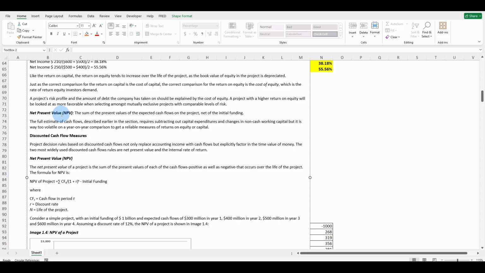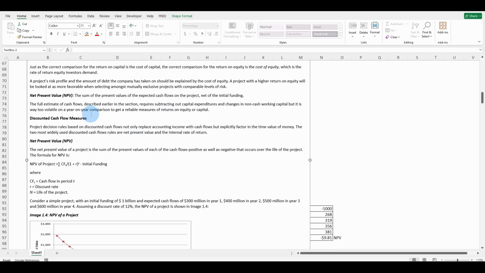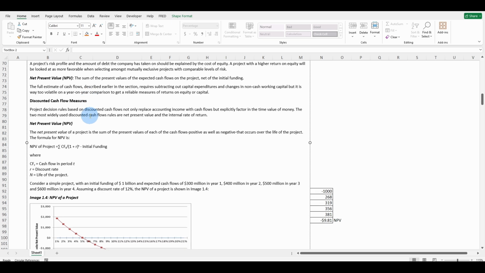Net present value, the sum of the present values of the expected cash flow on the project net of initial funding. The full estimate of cash flows described earlier in the section requires subtracting out CapEx and changes in non-cash working capital, but it is way too volatile on a year-on-year comparison to get a reliable measure of returns on equity or capital. Discounted cash flows: most decision rules based on discounted cash flows not only replace accounting income with cash flows, but explicitly factor in the time value of money. The two most widely used discounted cash flow rules are net present value and the internal rate of return.